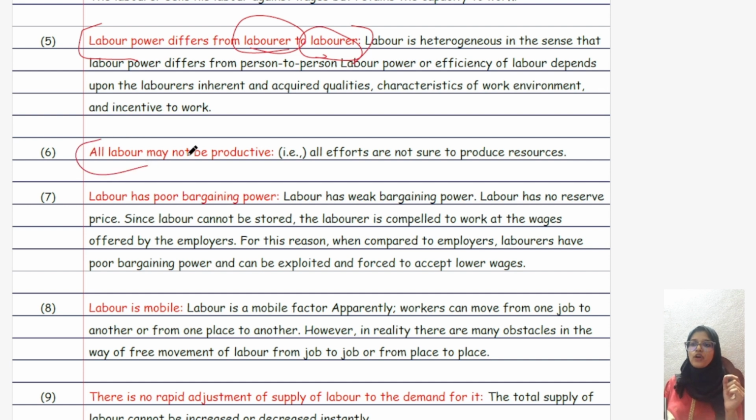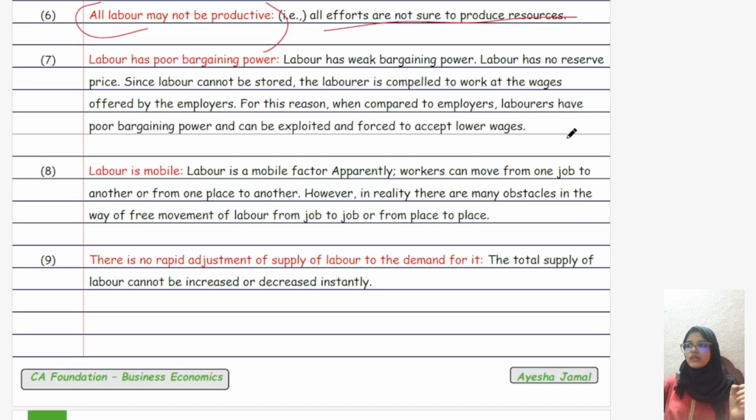Okay, all labor may not be productive. That is, all efforts are not sure to produce resources. Labor has poor bargaining power because we do not have any reserve price. And since labor cannot be stored, the laborer is compelled to work at the wages offered by the employers.